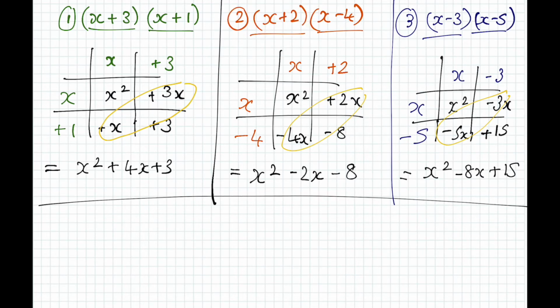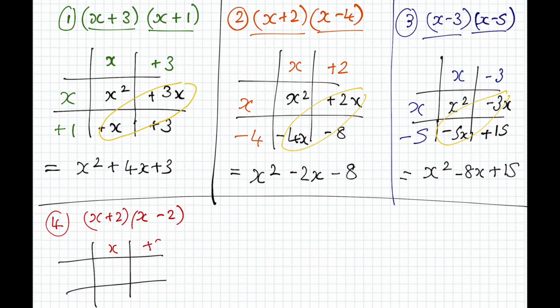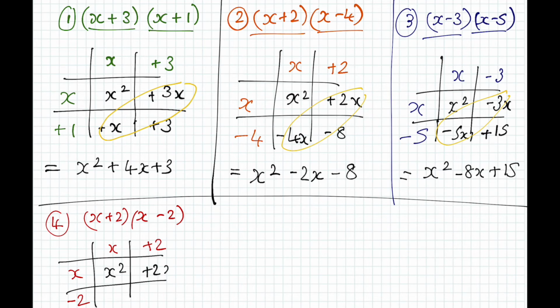Question number 4. What colour should we go for? Let's go for red. See if we can squeeze it in. x plus 2, x minus 2. Again, draw our grid to begin. Fill in the terms. x plus 2, x minus 2. Multiply out the expressions. x squared plus 2x minus 2x minus 4. And then we simplify. So we're going to get x squared, and then we're going to get no x term. Notice that minus 2x plus 2x is 0. So you're going to get x squared minus 4. That's the answer to that question.